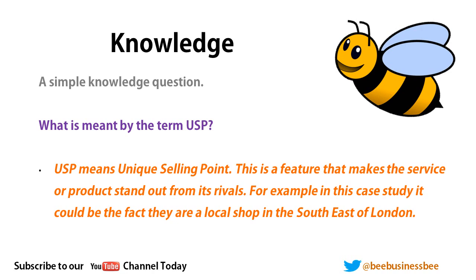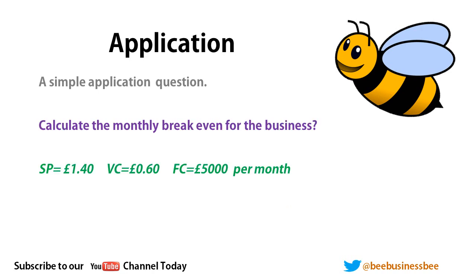Let's look at a common application question. So a simple application question could be, now there may be some data in the case, so remember I took a short excerpt, so I've just given you some data here. Calculate the monthly break-even for the business. So underneath I've given you the selling price, the variable cost and the fixed cost per month, and I want you to get the monthly break-even point. So what you might want to do is pause the video now, calculate it for me, work it out, and then we'll have a look at the answer.